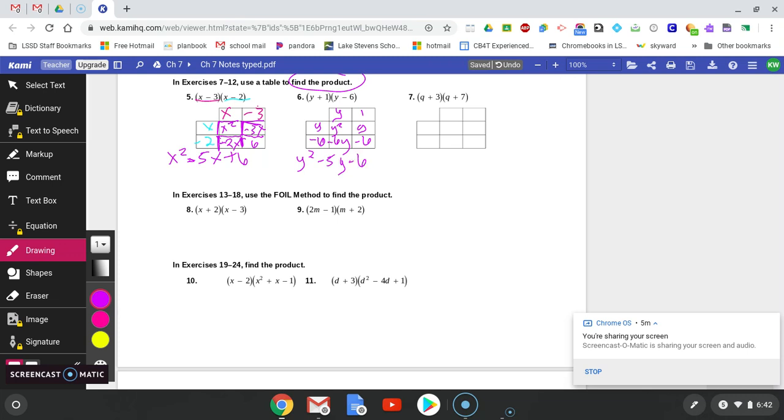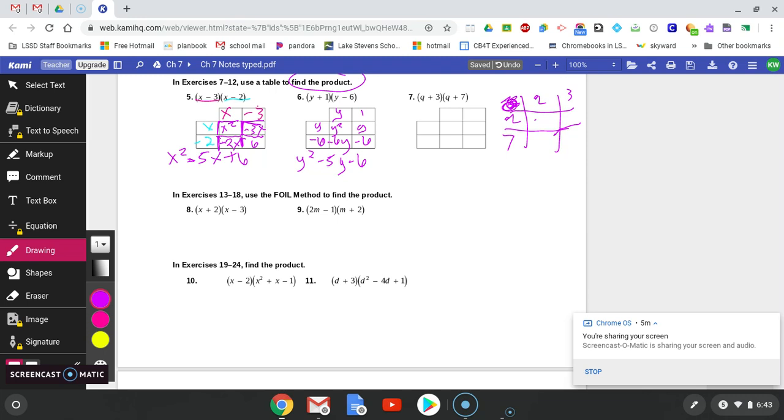I've had some people show me that you can just draw a tic-tac board for this as well, and then nothing goes in this spot here. So let me show you how that works. If you just draw a tic-tac board, cross out that section there, you'd put the Q here and the plus 3 here, the Q here and the 7 there. And it does the exact same thing. So it's just a quick way to draw that box.